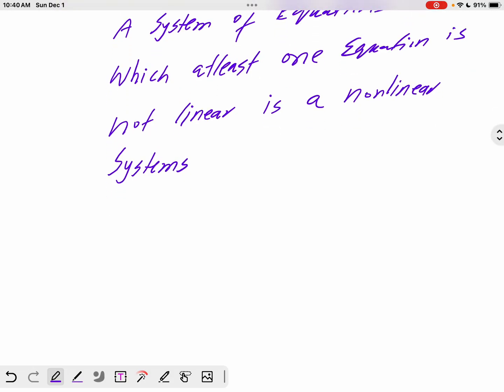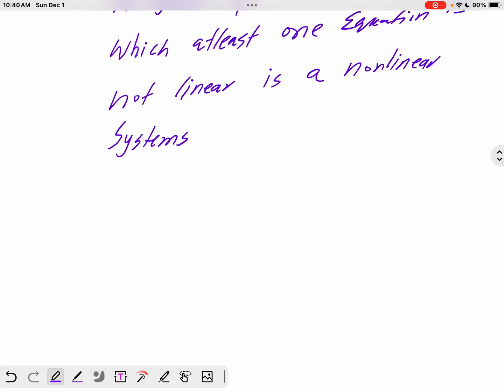So in the previous section, remember, we only solved systems of linear equations. Now in this case, you'll see maybe one linear and one nonlinear, or both could be nonlinear. So we will apply the elimination method, substitution, or sometimes a combination of both. An example of a nonlinear system is, for example, this.